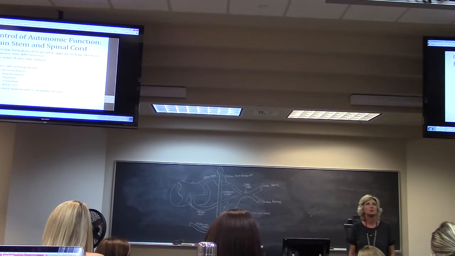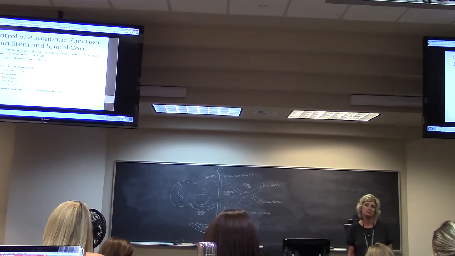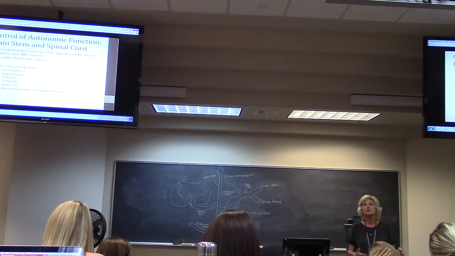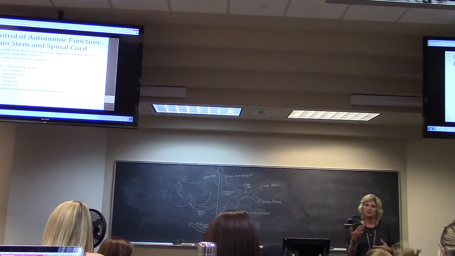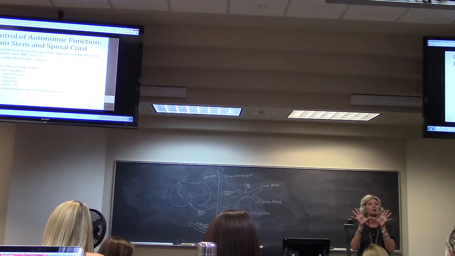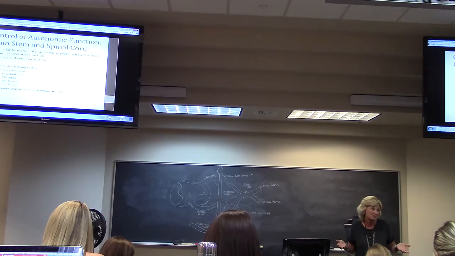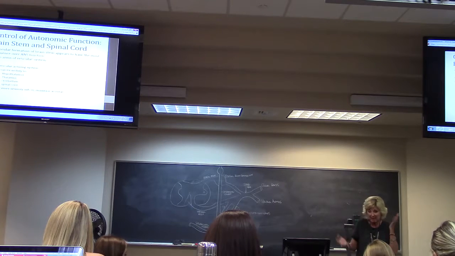Brainstem and spinal cord. Reticular formation of brainstem appears to have the most influence over ANS function. There are two arms of the reticular system. Reticular activating system, or RAS, projects widely to the hypothalamus. So sensory information coming to the brainstem is then being relayed all over the brain so that your sensory information makes sense.